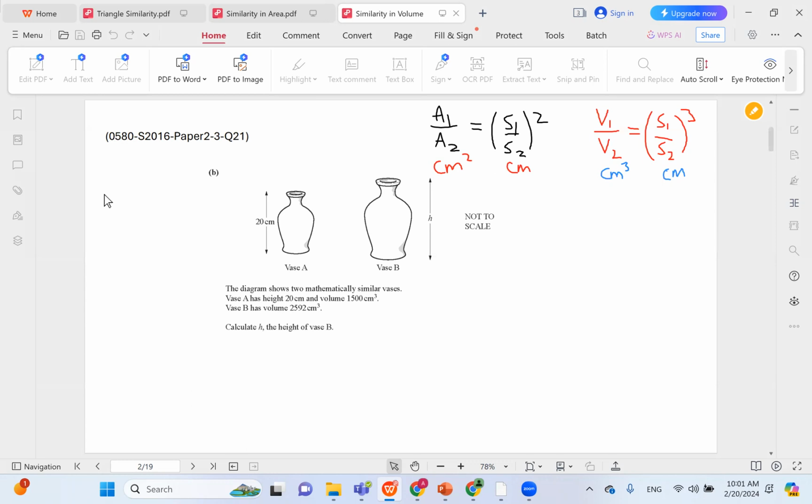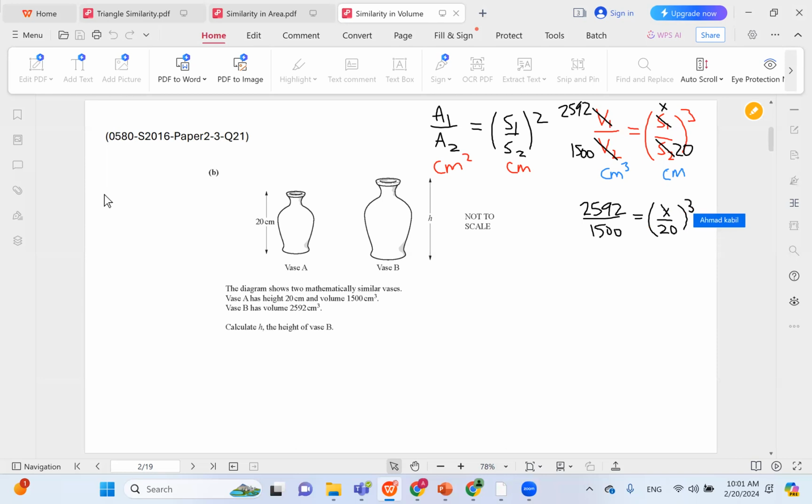We are given that vase A has height 20 and vase A is the smaller one. So the side of 2 would be 20. And the volume of the smaller object, so V2, would be 1500. And then the volume of the bigger object would be 2592. And we want the height of vase B, or the bigger side. So this would be X in a sense. So let's rewrite the equation. 2592 divided by 1500 equals X over 20 to the power of 3.